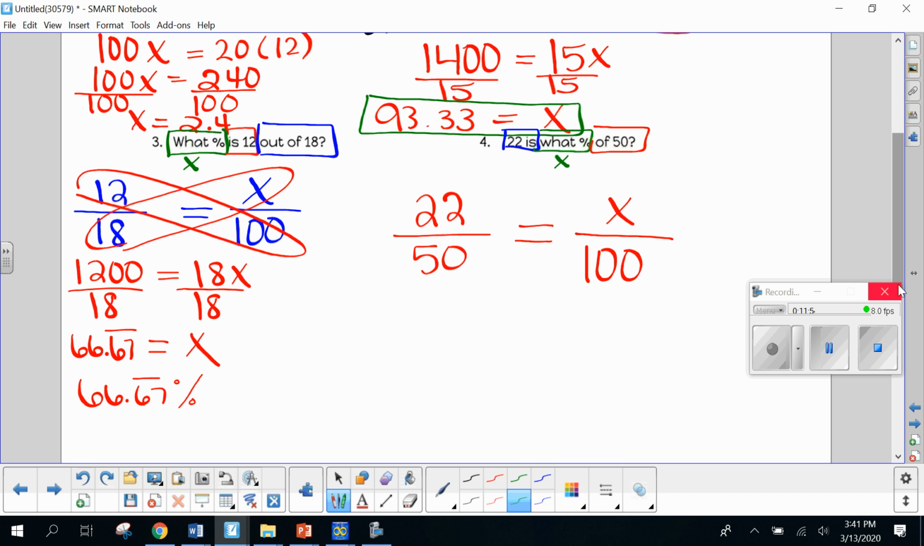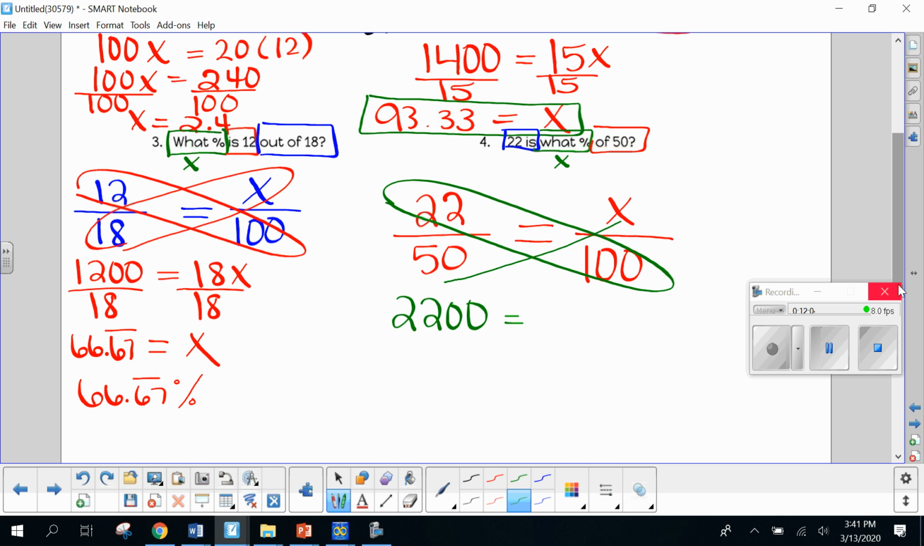Well, here we go again. We're going to cross multiply again. So 22 times 100 is 2200, which is equal to 50 times x, 50x. Divide both sides by 50. X is equal to 44.